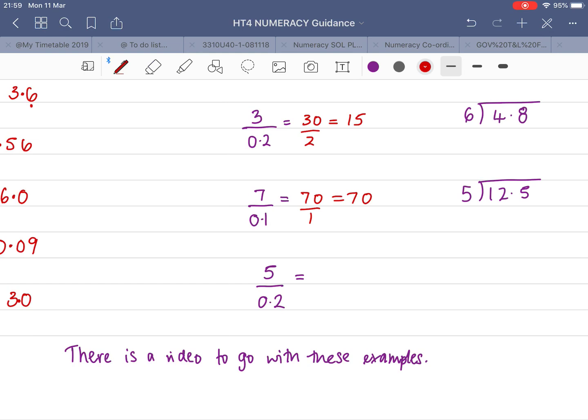0.2 goes into a whole one 5 times. 0.2 would go into 5 whole ones 25 times. 50 divided by 2, 25.